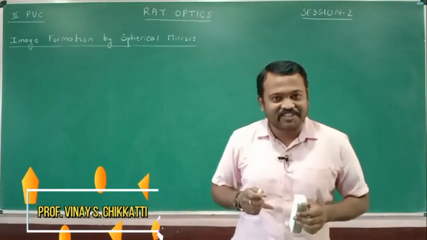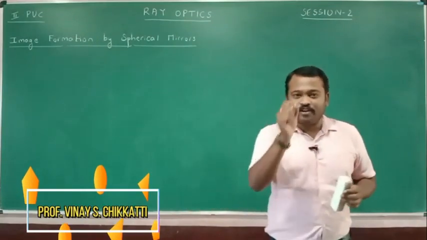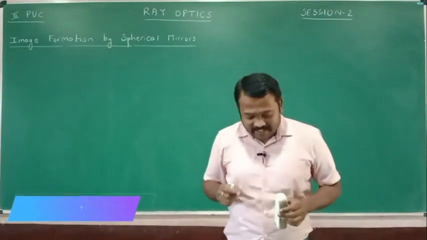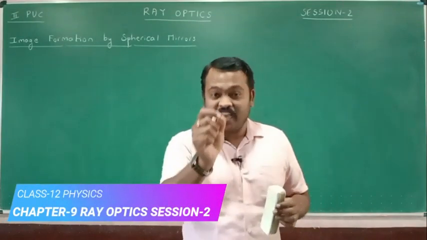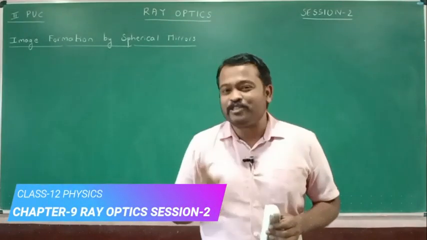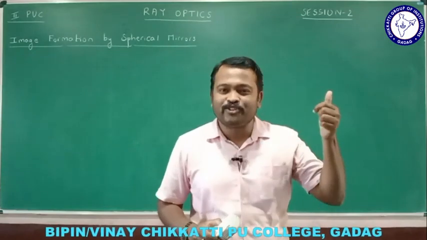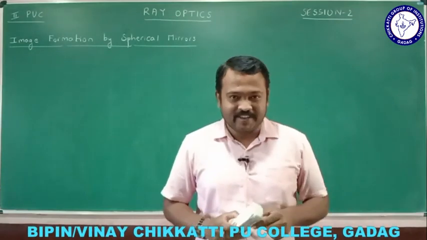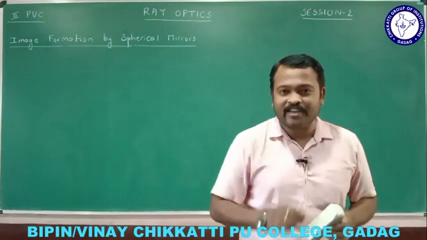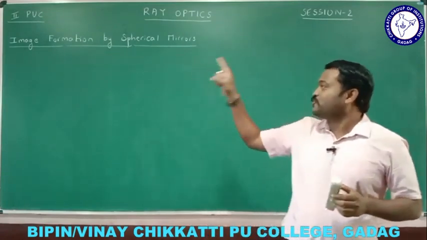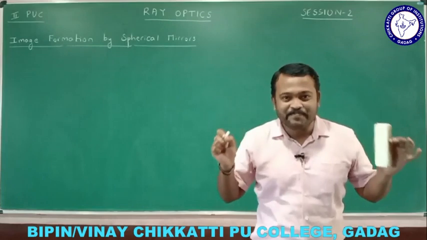Welcome you all to session 2 of the chapter Ray Optics. In the last session, we have learned the types of spherical mirrors. Spherical mirrors are of two types: one is concave mirror and another one is convex mirror. In this session, we will be learning how actually the image is formed by spherical mirrors.